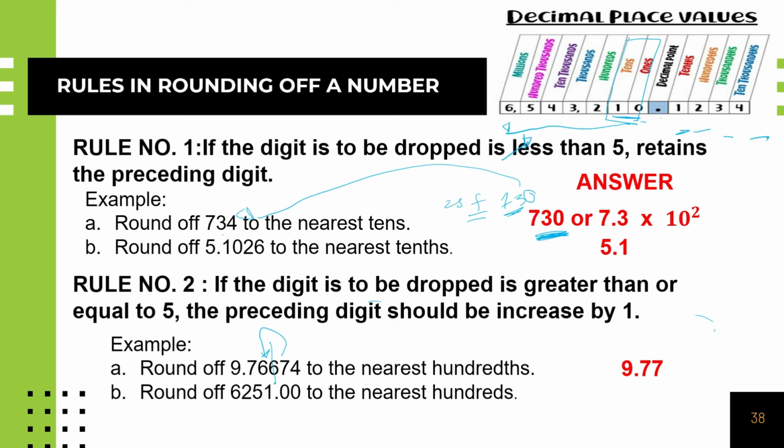Then round off 6251.0 to the nearest 100. So that includes 6250. There is a 0 there, okay.